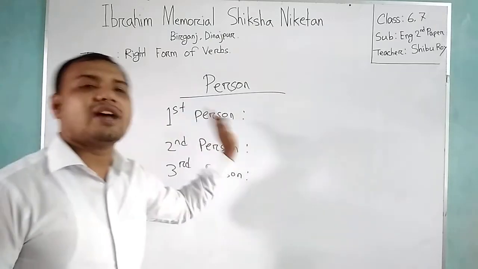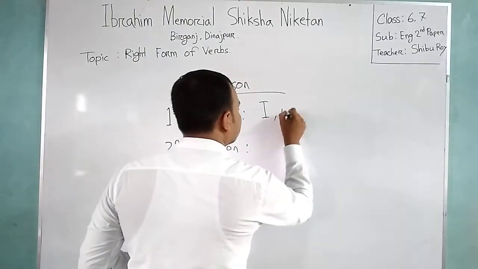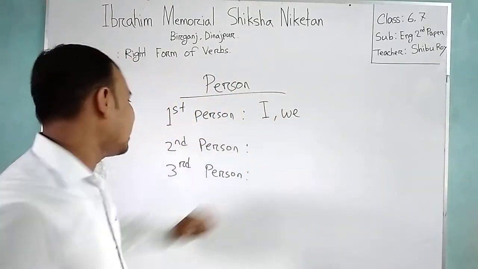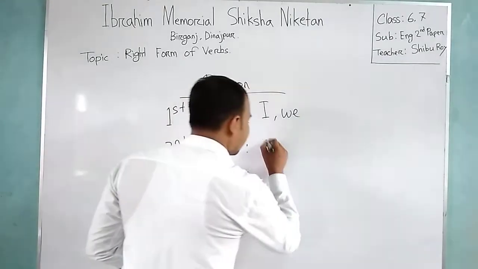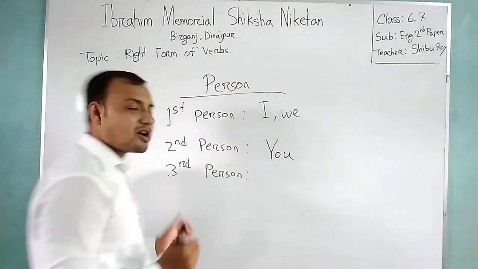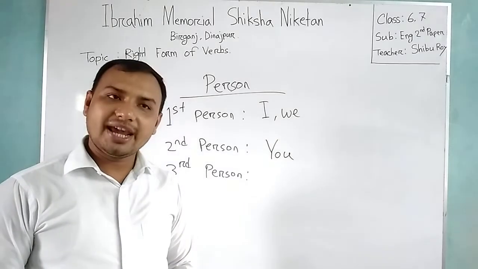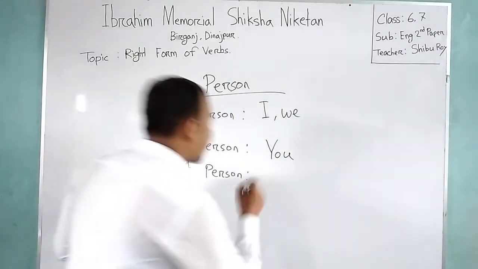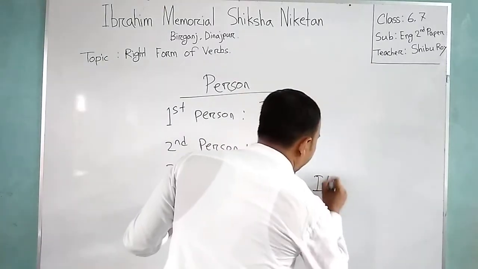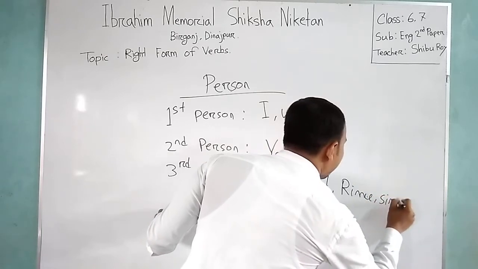So what subjects are in first person? First persons are I and we. And second person is you. And third person is any person's name, any kind of name, or except those persons, that means he, she, it, Rimu, Shimu, and etc.